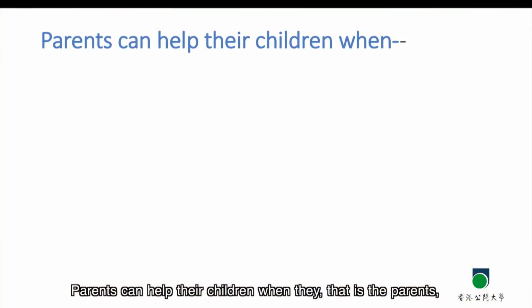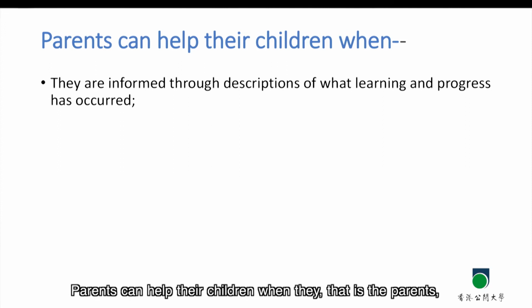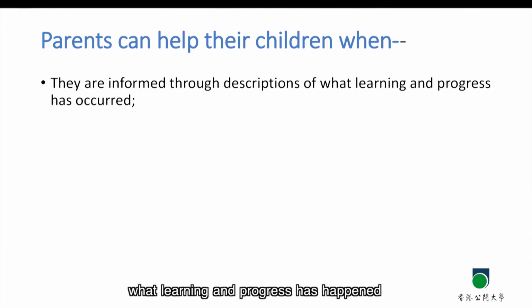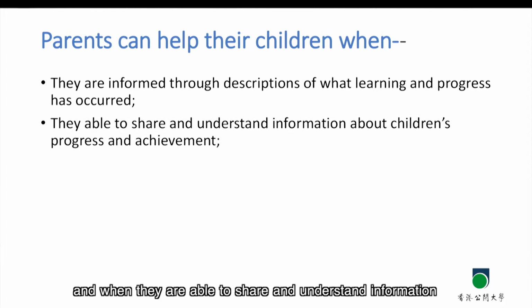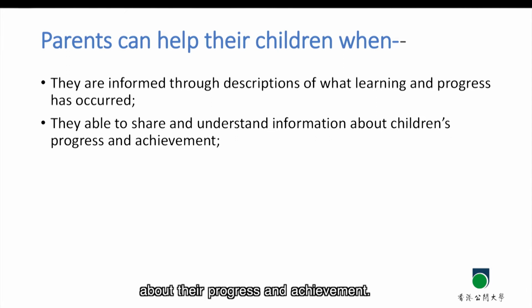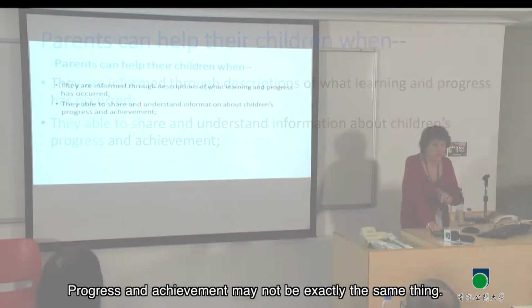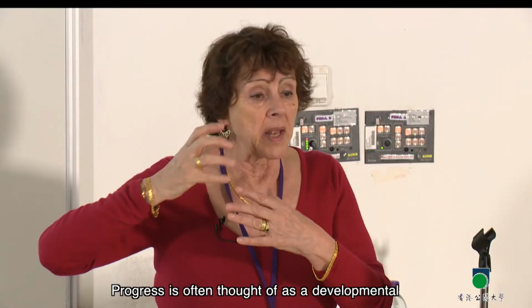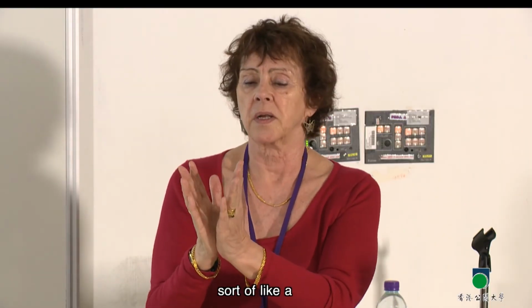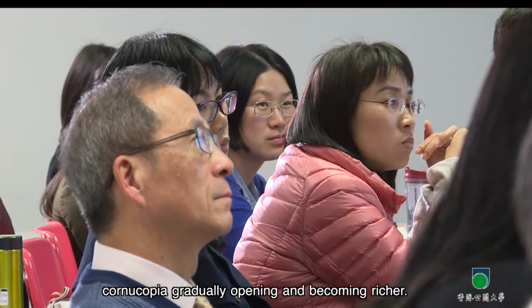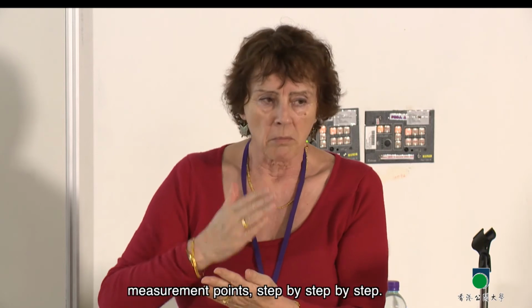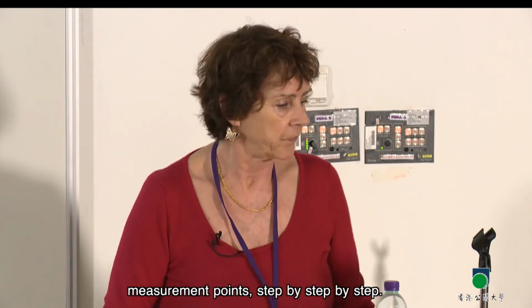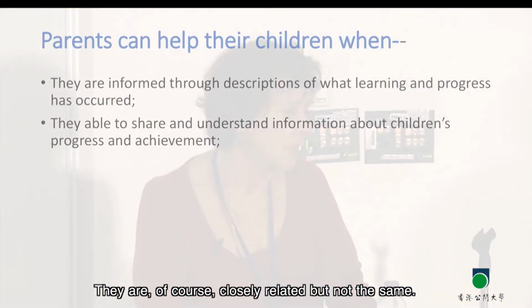Parents can help their children when they, that is the parents, are informed through descriptions of what learning and progress has happened with that child of their very own, and when they're able to share and understand information about their progress and achievement. Progress and achievement may not be exactly the same thing. Progress is often thought of as developmental, like a cornucopia gradually opening and becoming richer. But achievement is much more thought of as measurement points, step by step by step. They are, of course, closely related, but not the same.